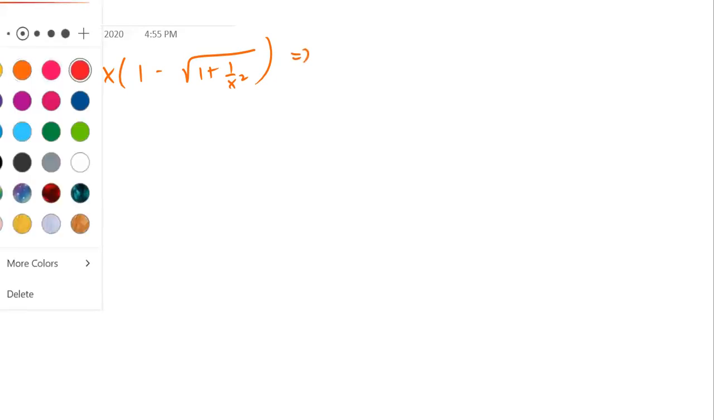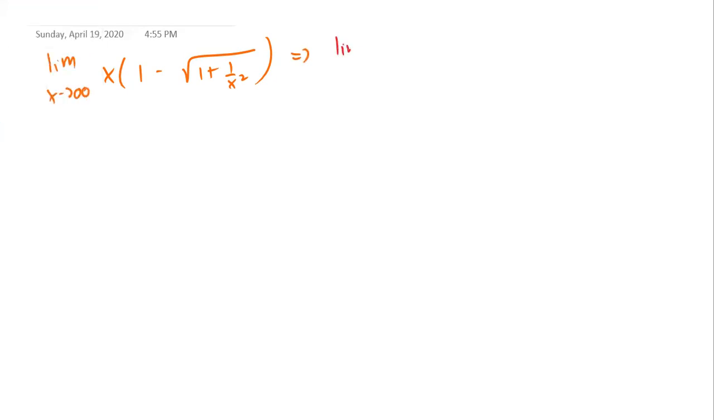So right now we have the limit as x approaches infinity of x times 1 minus the square root of 1 plus 1 over x squared. Hopefully this is in the form 0 times infinity. Okay. So if I separate this, what do I get? Well, the limit as x approaches infinity of x is just infinity, right? Times the limit as x approaches infinity of 1 minus the square root of 1 plus 1 over x squared.